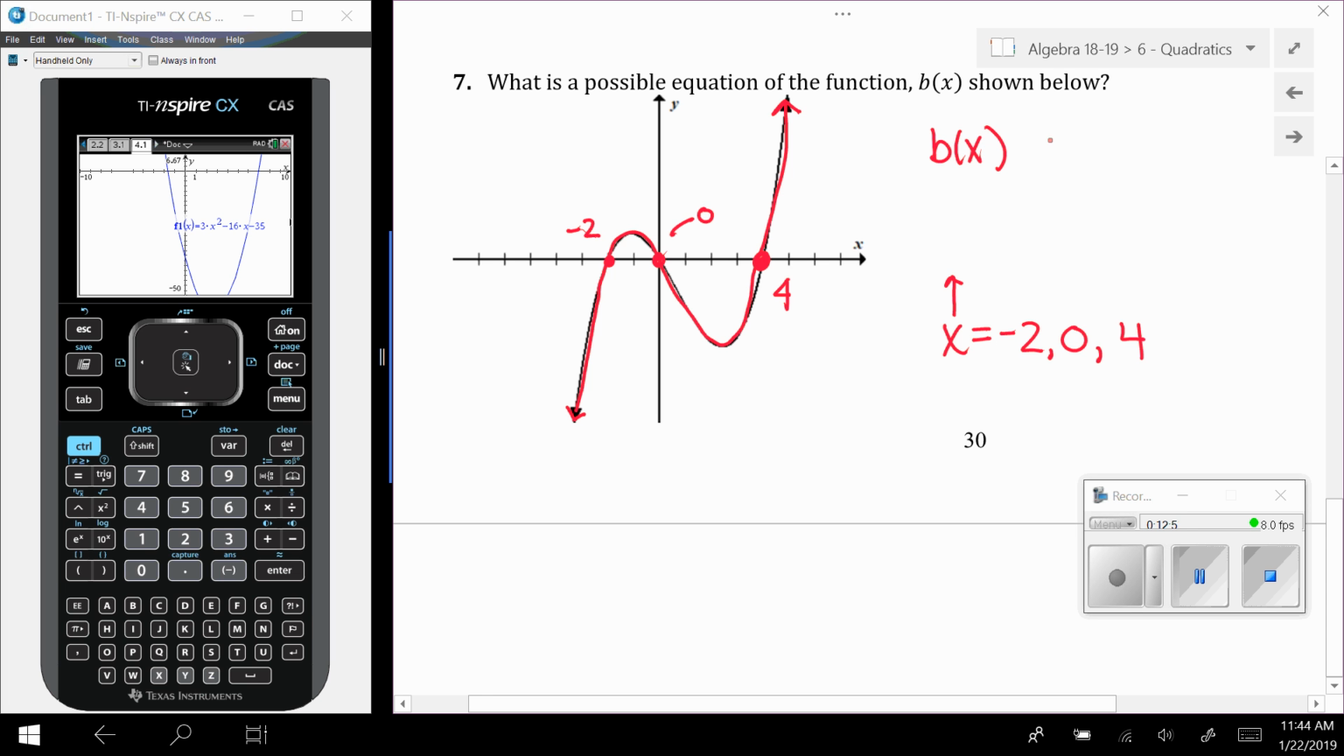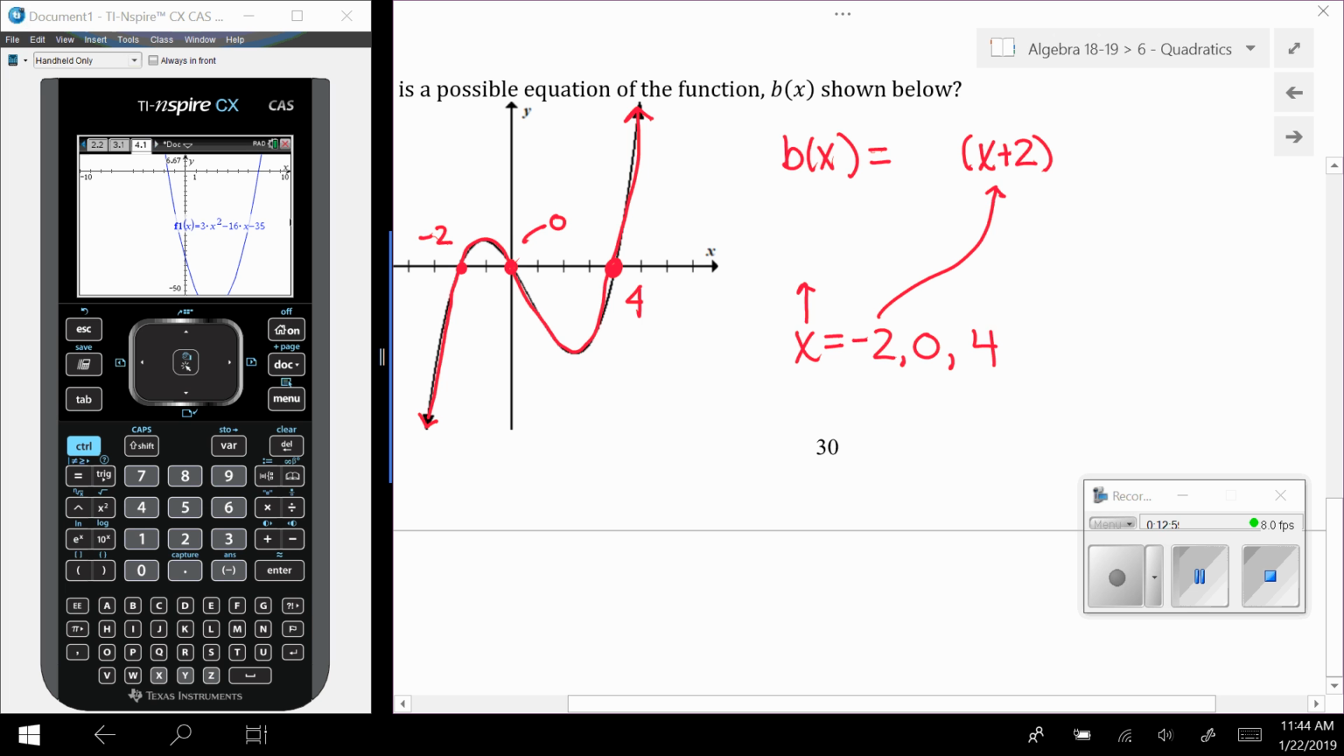What factor created x equals negative 2 as a solution? x plus 2. What factor created 4 as a solution? x minus 4. And then that one with the 0, that's the trickiest. That one is just plain old x.